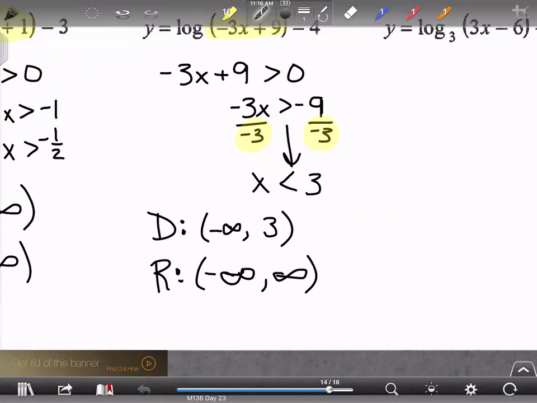Your range will never change. For every single one of these problems, I promise, it's -infinity to +infinity. The one on your final, they might switch these two answers and try to trick you. They might list the range as the domain and try to get you. So your range is the one that's always the same.